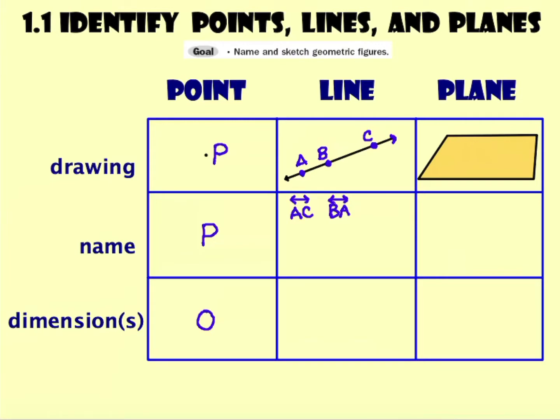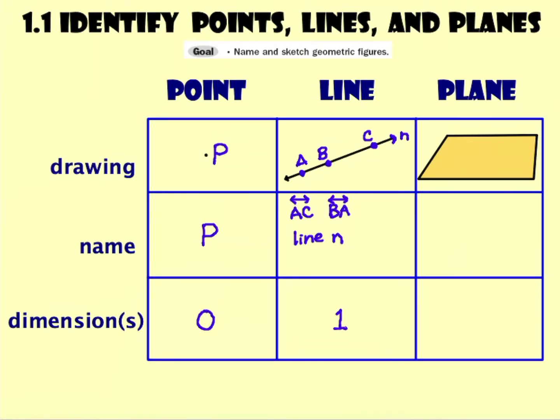The other way to name a line is if there's a lowercase letter, you could stick a lowercase letter towards one of those arrows and call that line N. And on a number line, it just takes one number to tell us where we're at, so we consider that to be a one-dimensional item.